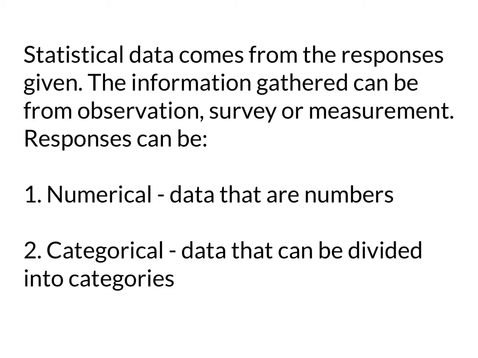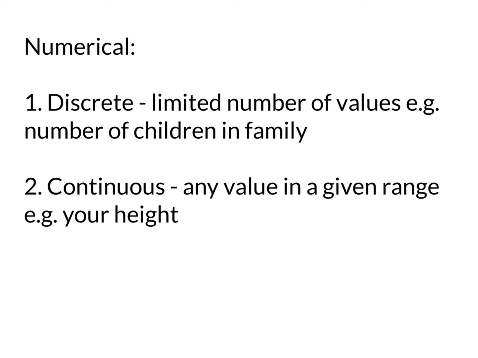The information can be observation, so you're out looking at things, a survey, which is what people complete, or measurement, so you might be measuring various objects off a production line. And the responses that you can get can be of two forms. So they can be numerical, which is the data is numerical or number responses, or they can be categorical, which tends to be worded responses, but you can divide them into categories. And we're about to have a look at the different types of each of these.